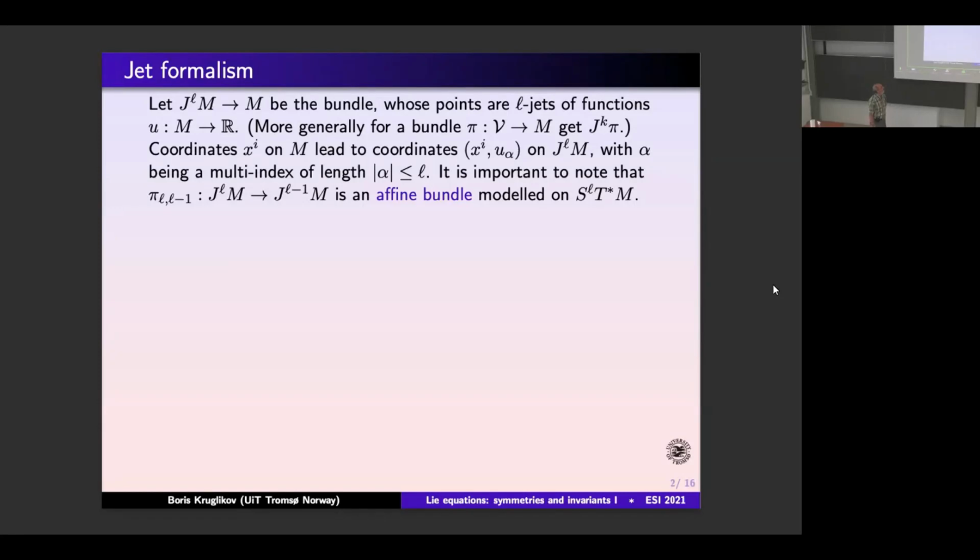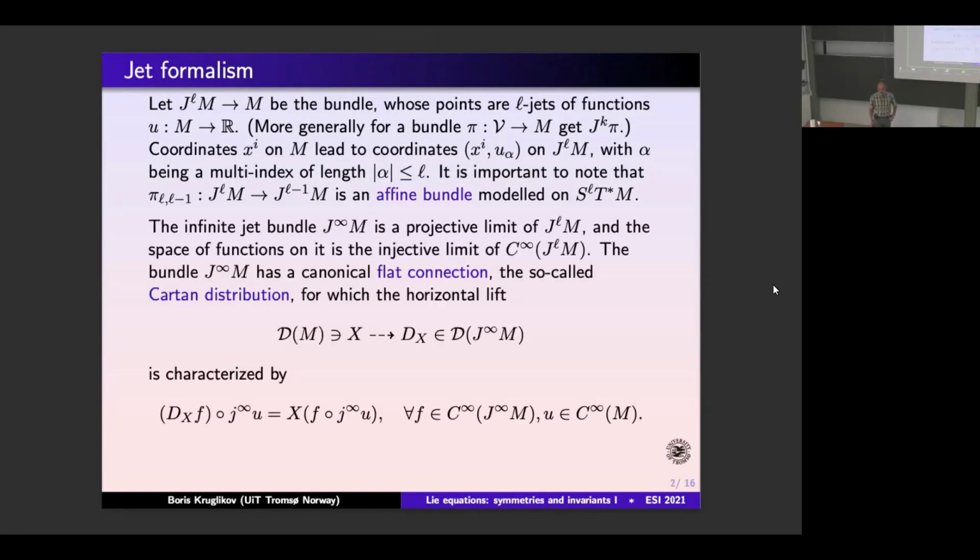And so the affine fiber is modeled on a vector space, which is the L-th symmetric power of the cotangent space at a given point. And that's actually important for what happens later. And just to understand it informally, you take the Taylor series expansion of a function and you take the top terms. That's precisely the coordinates on this S^L T*.